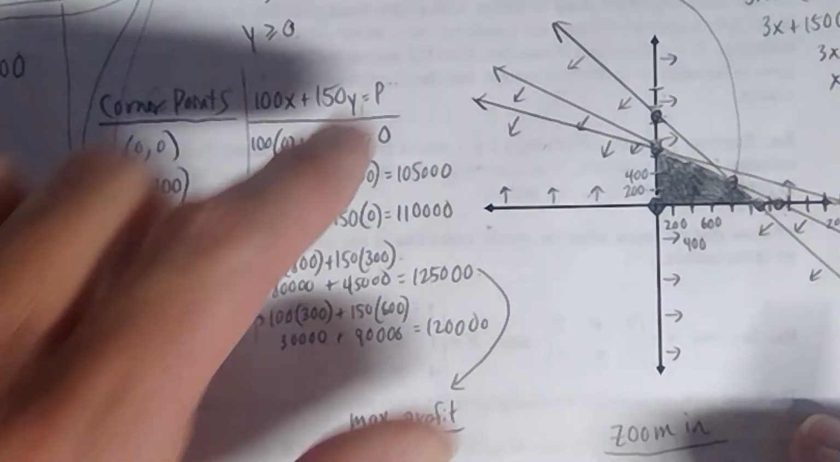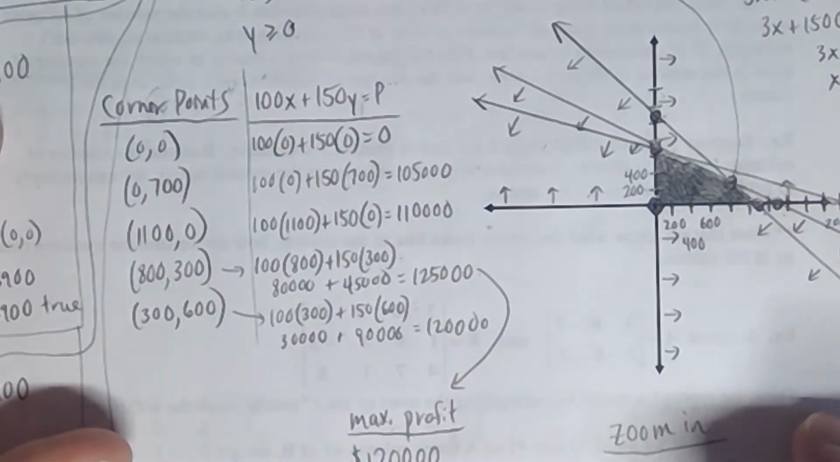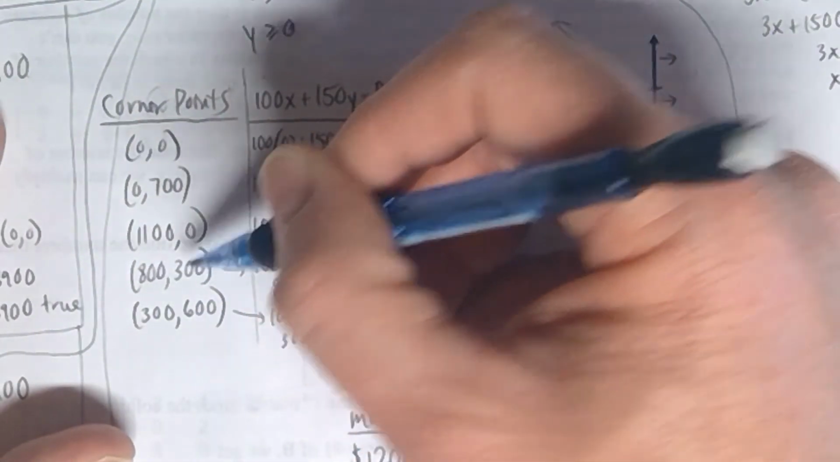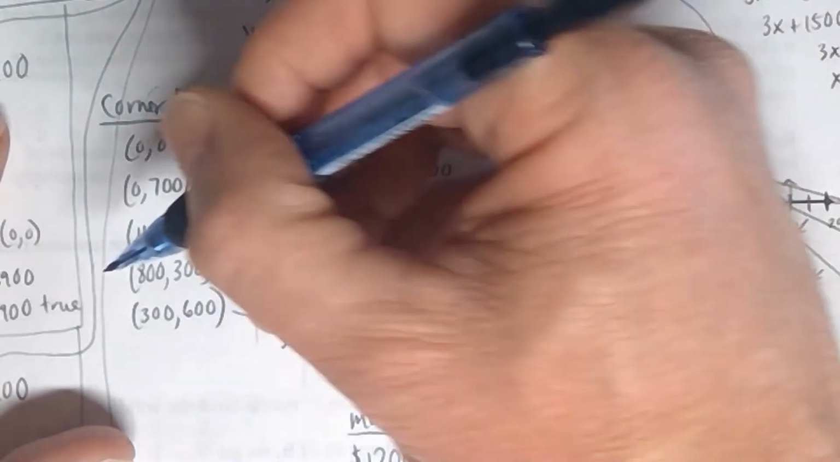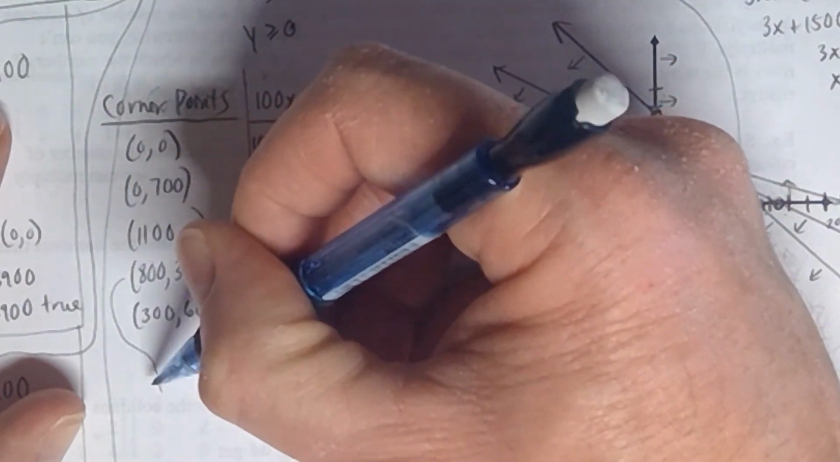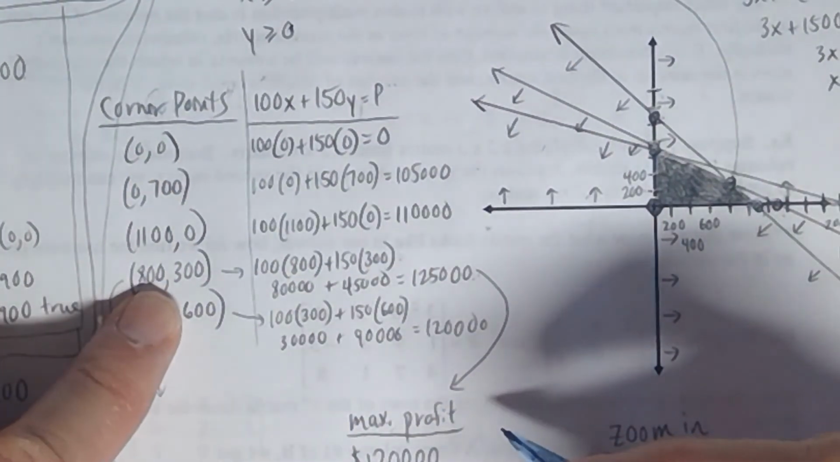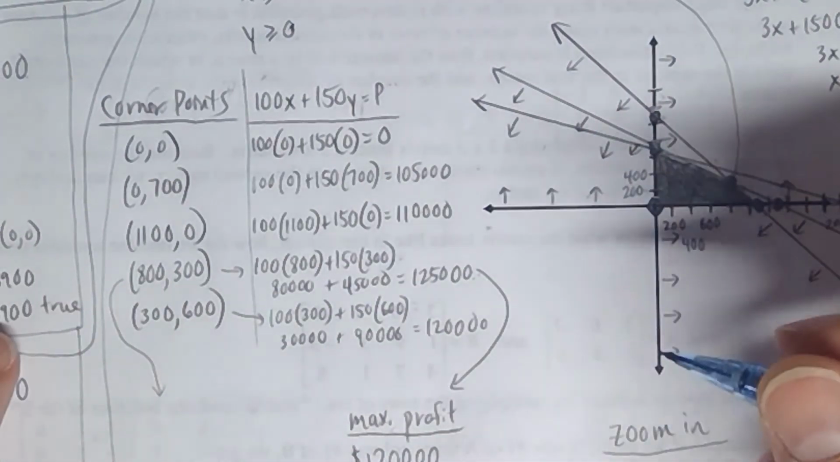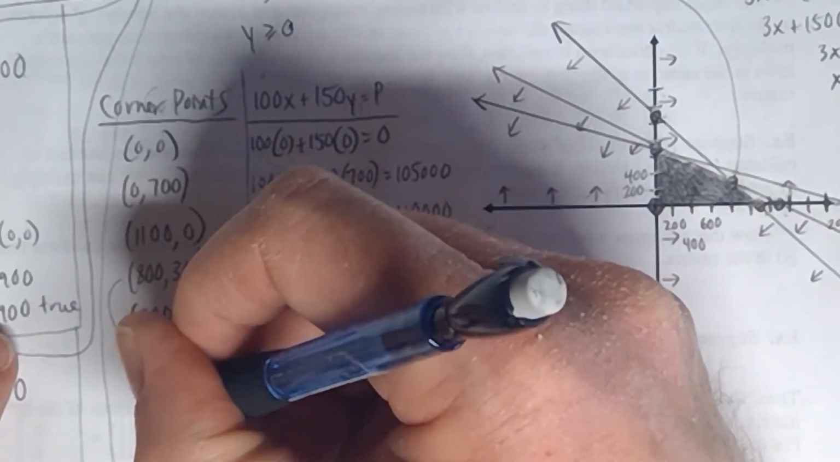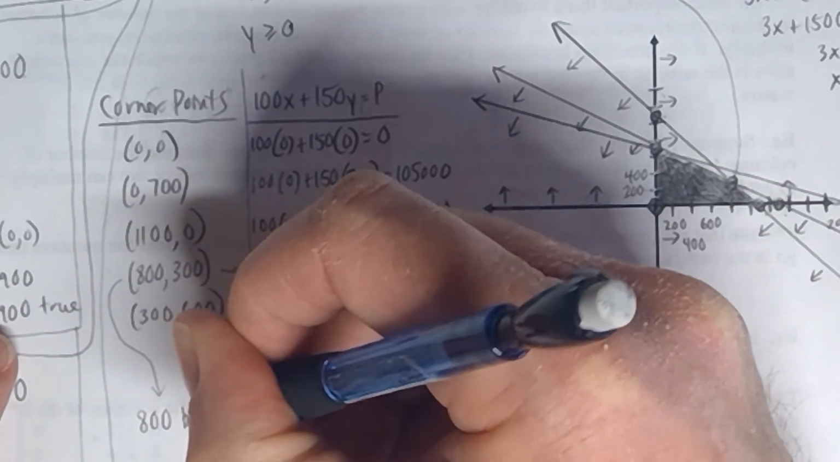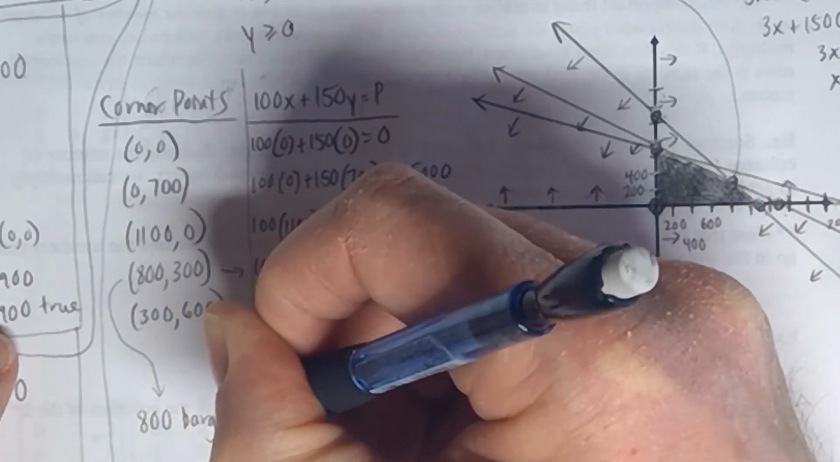What is the other question? It said how many of each model? Okay, well, since 800, 300 was what gave you the maximum profit, that's how you answer that question. So 800, since 800 is x, and since x represented the bargain monitors, we're going to say 800 bargain monitors.